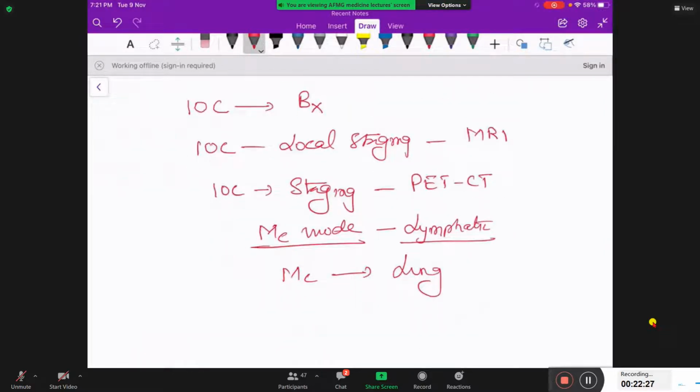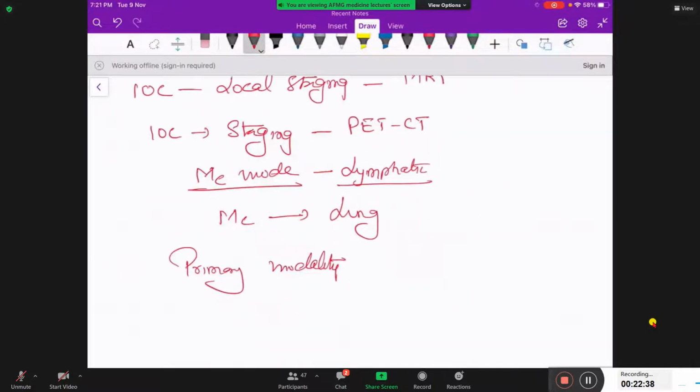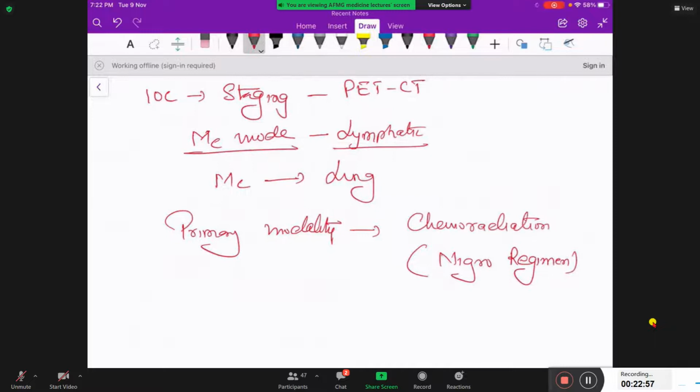And again, we don't need to go into the detail of staging of this at all. We just need to know the primary modality of treatment. Primary modality of treatment for anal cancer is chemoradiation, which is also called Nigro's regime.